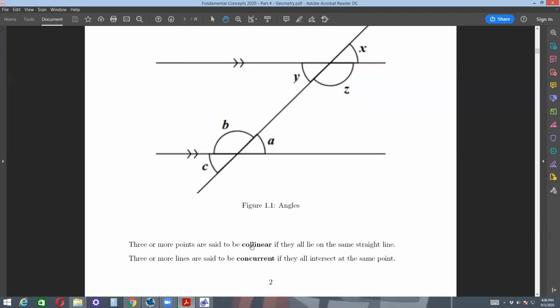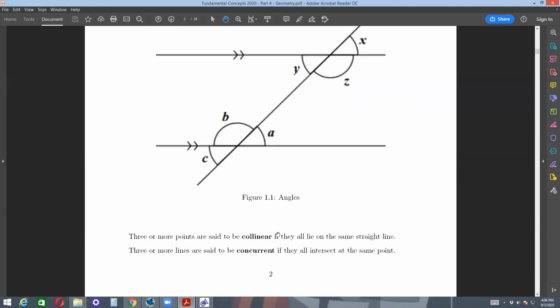Two definitions you need to know are when things are collinear and when things are concurrent. So collinear refers to points on the same line. Points are collinear if they lie on the same straight line, and lines are concurrent if they intersect at the same point. And we'll talk about this more just now. Now, there are actually two theorems that you can use to prove things being collinear and concurrent. Those are called Ceva's theorem and Menelaus's theorem. That's not covered here, but hopefully you'll see it at some point.